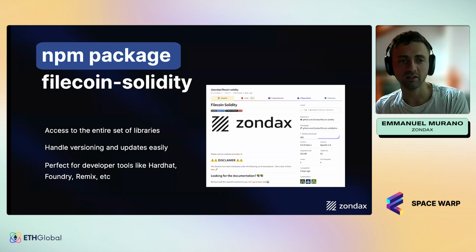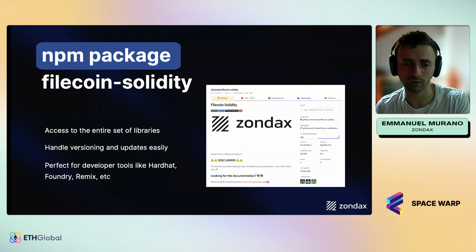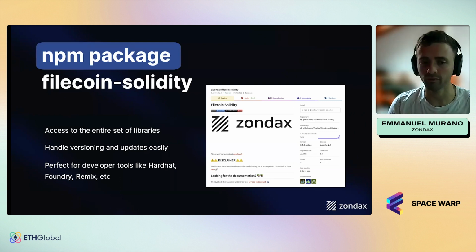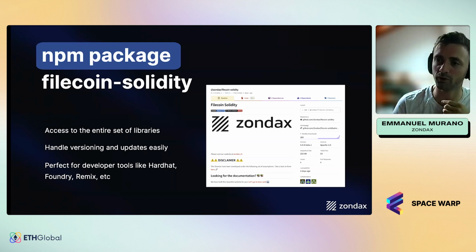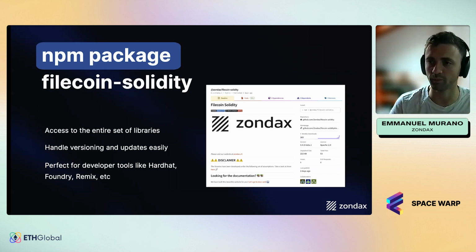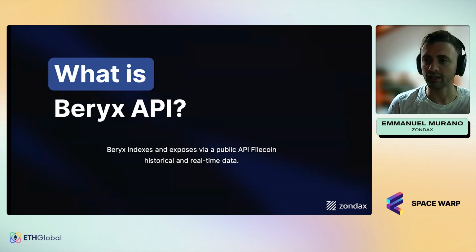It's easier to handle versions and updates because we are using semver standards. So breaking changes, new features and patches, it's going to be easy to see what is happening when we release a new version. And it's perfect for developers because it's easy to use from Hardhat, Foundry, Remix. It's just a matter of naming them in your smart contract code, and Hardhat, Foundry, Remix will fetch the package itself for you. And that's what I have to tell you about the Solidity library.